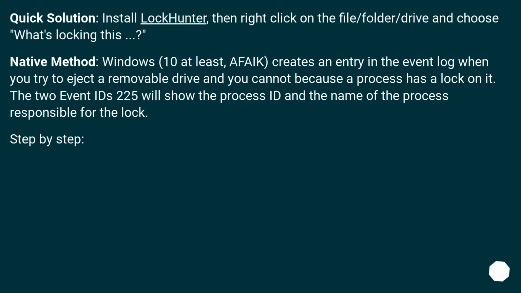Quick solution: install Lock Hunter, then right-click on the file, folder or drive and choose What's locking this? Native method, Windows 10 at least, as far as I know, creates an entry in the event log when you try to eject a removable drive and you cannot because a process has a lock on it. The event ID 225 will show the process ID and the name of the process responsible for the lock. Step by step.